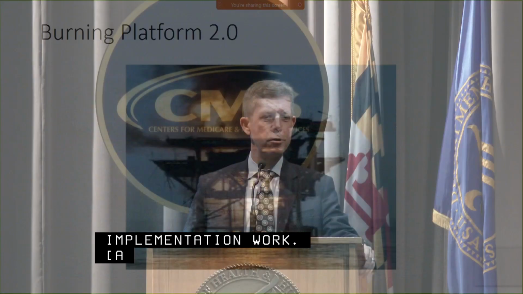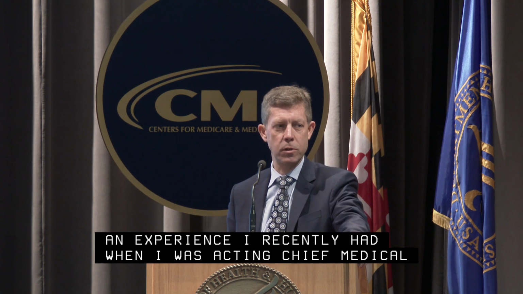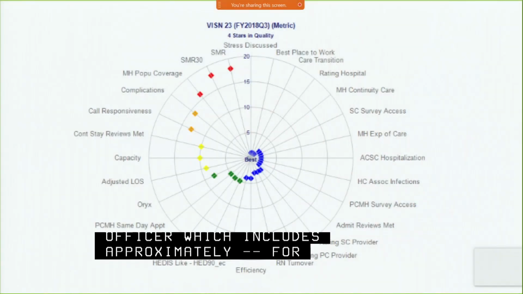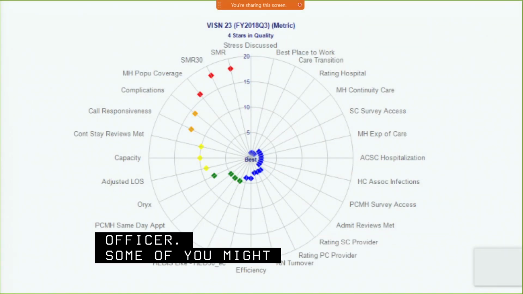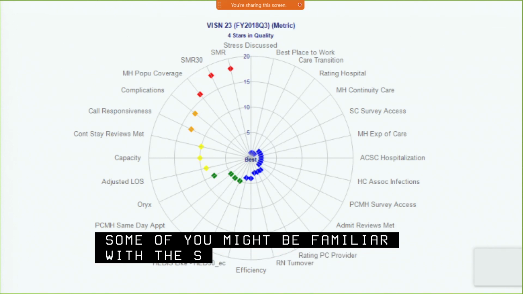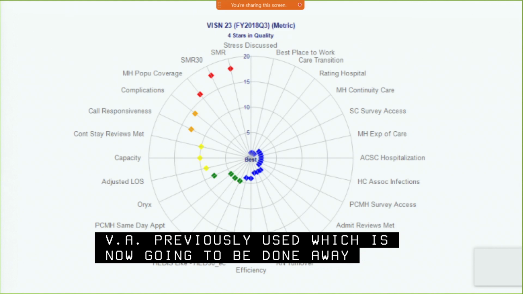So we're going to return to the burning platform, and we're going to talk about an experience that I recently had when I was acting Chief Medical Officer for Vision 23, which includes approximately 8 hospitals that I oversaw as Chief Medical Officer. And some of you may be familiar with the SAIL diagram that the VA previously used that is now going to be done away with. But to give you a perspective, this is what I faced.